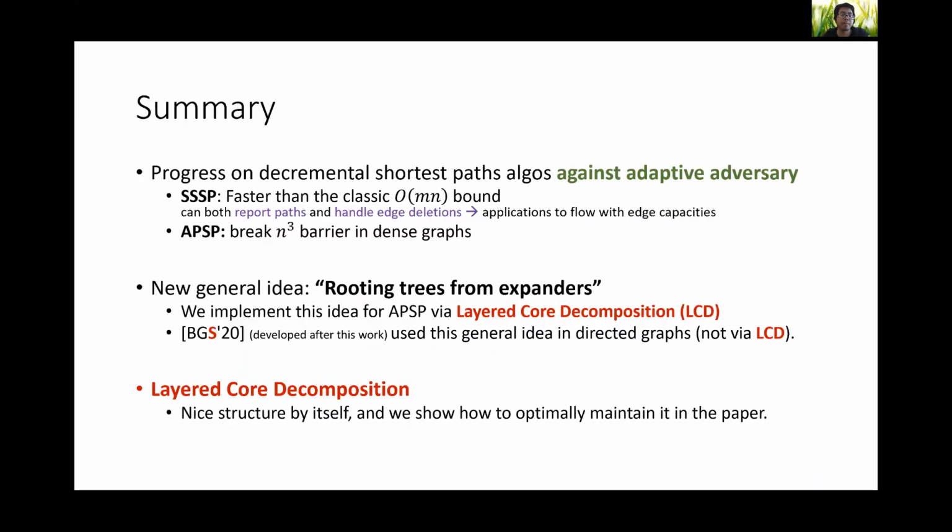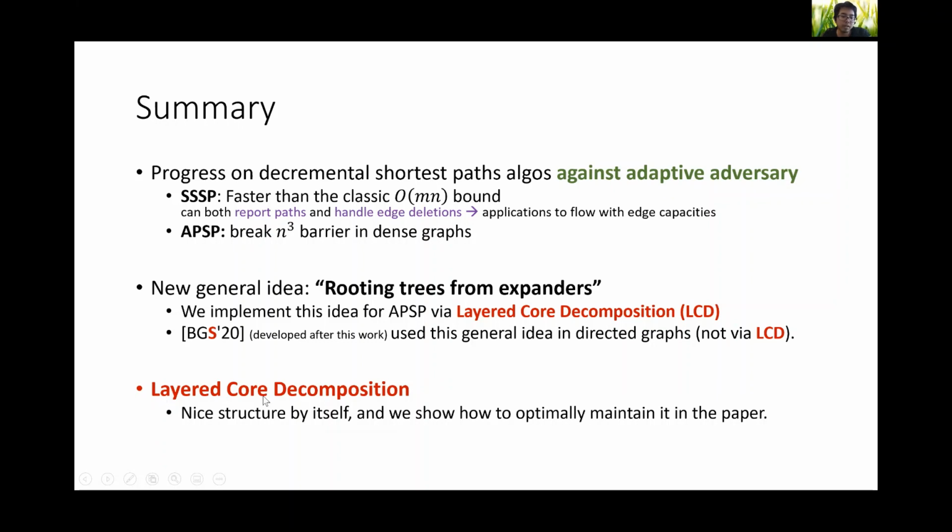And to conclude, we give some progress on the decremental shortest path algorithm against an adaptive adversary. For SSSP, we break the mn bound and can still report paths and handle edge deletions, which gives a flow application with edge capacity. For APSP, we break the n^2 bound for dense graphs. To do that, we use a new general idea that I think is useful: to root the trees from expanders. We implement this idea in this work using layer core decomposition. In other work that was developed after this work, we implement this idea as well, but not using layer core decomposition. But this is just to say that this is really a general idea that I think should be useful in the future.